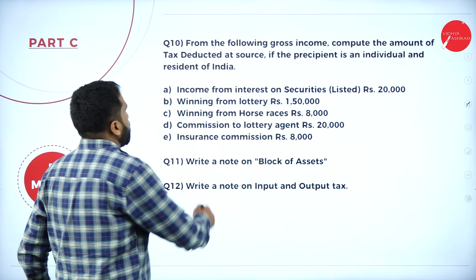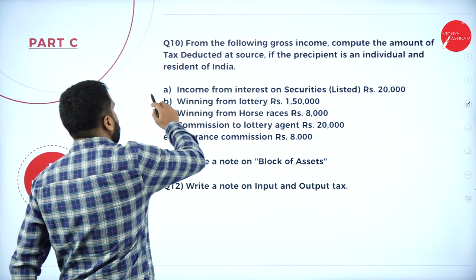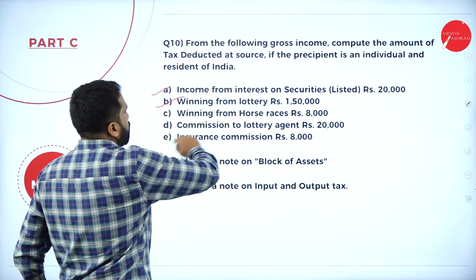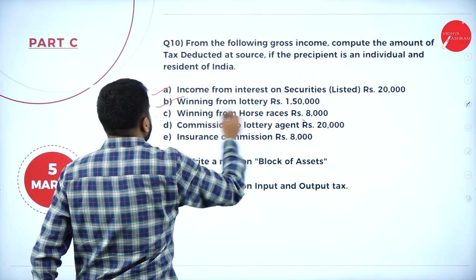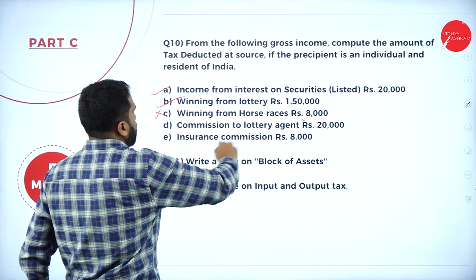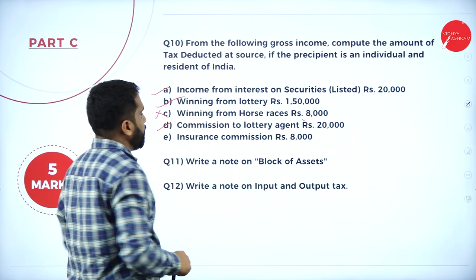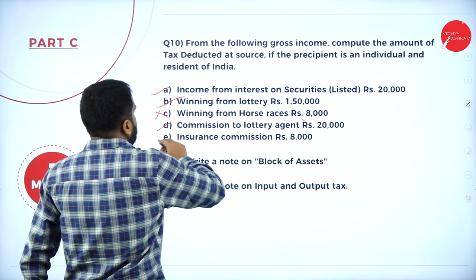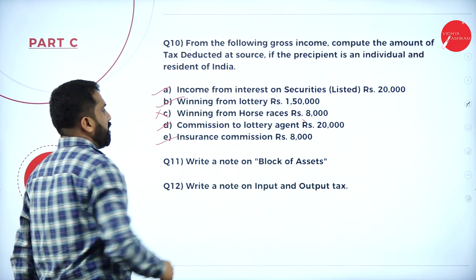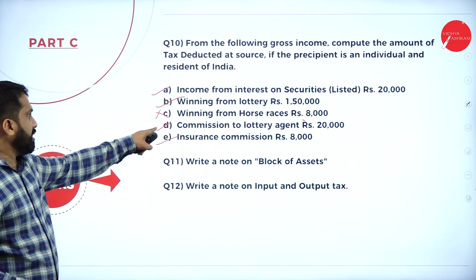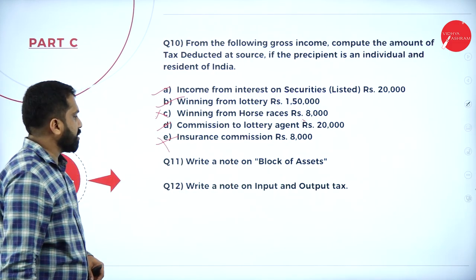Next. From the following gross income, compute the amount of tax deducted at source. You know that. Income from interest on securities, winnings from lottery, winnings from horse race are within the limit, so it will not come. Commission to lottery agent will come, because above 15,000 you should calculate 5%. Insurance commission is also below 15,000, so it will not come. This will come, but this will not come.